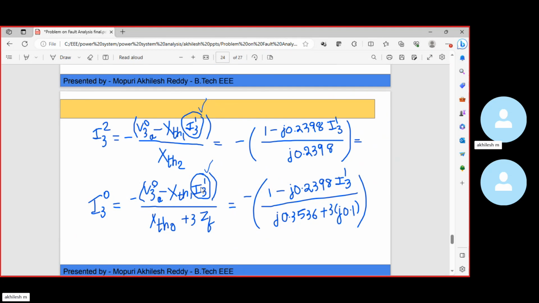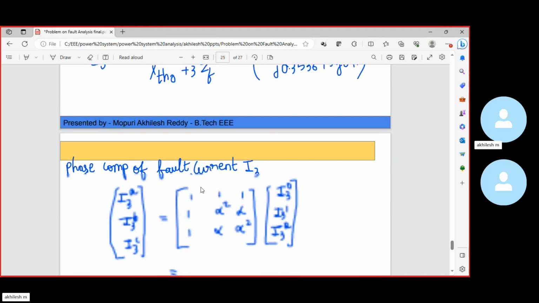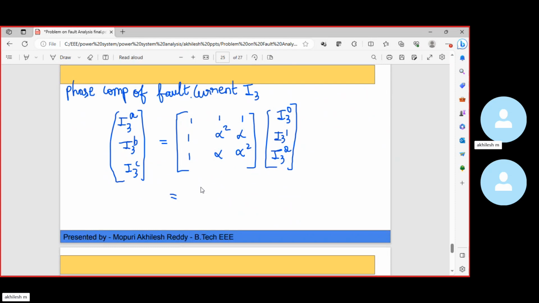Again, after finding the positive, negative and zero sequence, using this matrix we can find the phase components of the fault current I3. So with this, we will end this problem, where we have calculated for three types of unsymmetrical faults the sequence components and phase components of currents. For the symmetrical fault, or three-phase fault, we have calculated the fault current. Thank you.